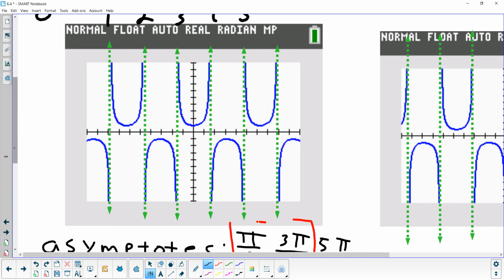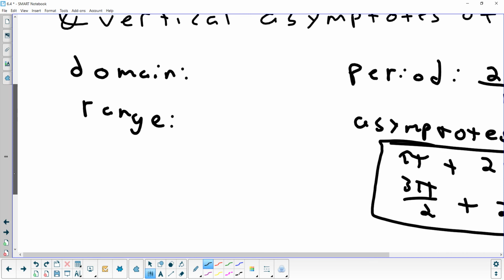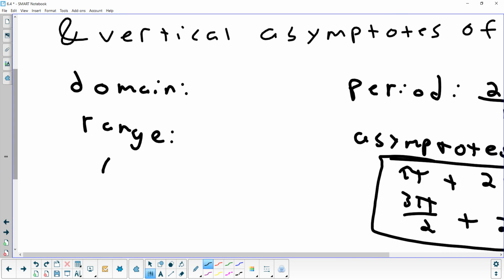Does anybody think they can see how high that point is right there? How high up are we going? Yep, -1. So this part of the range is from negative infinity up to -1. That describes from here up to there. So let's start with that. Range: negative infinity, up to and including -1, since it does hit -1.